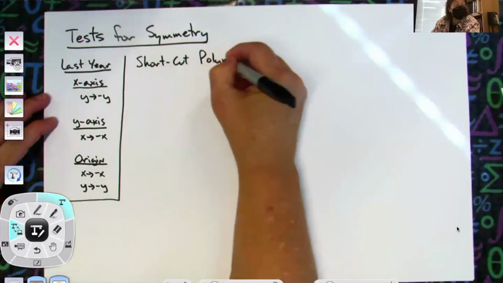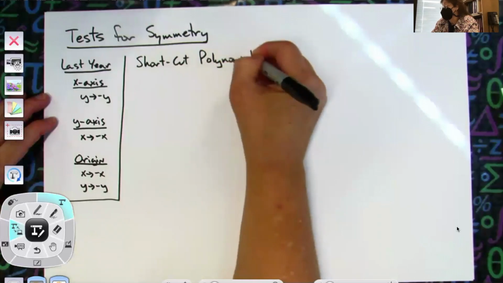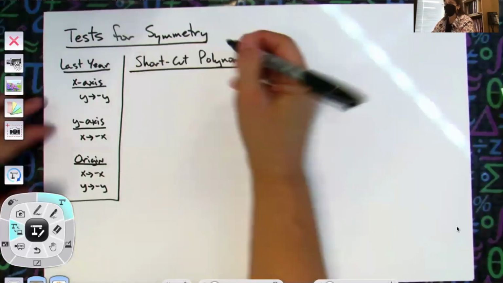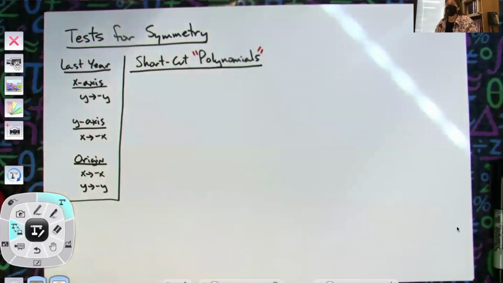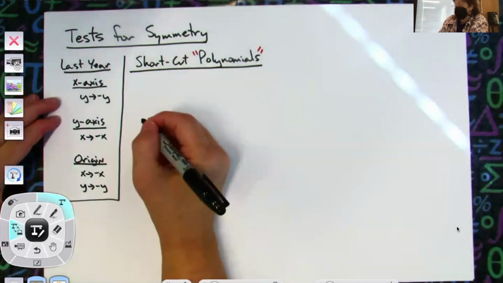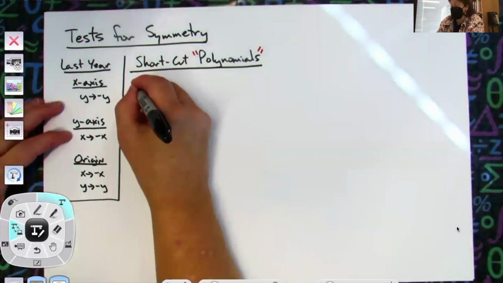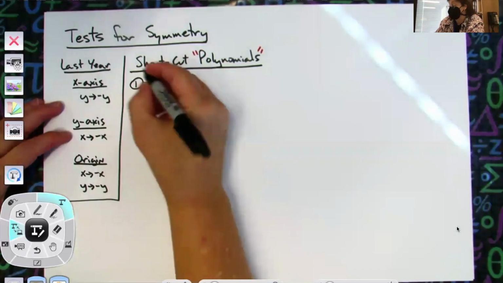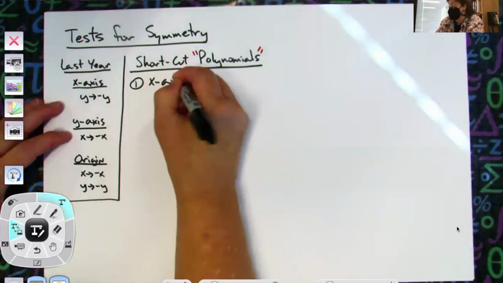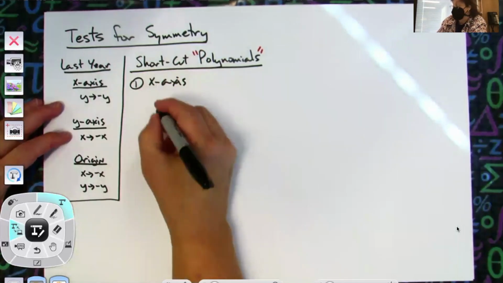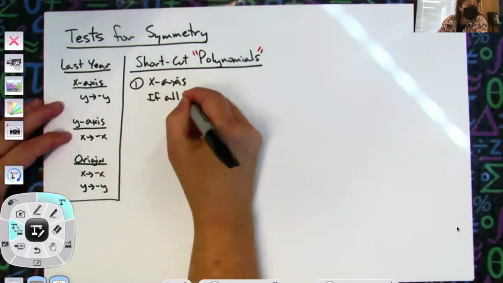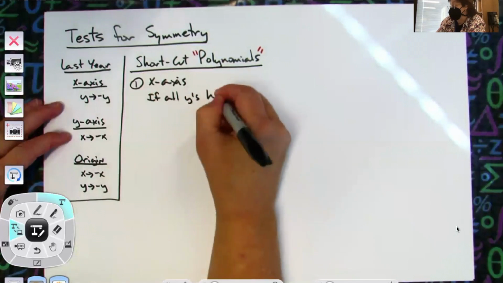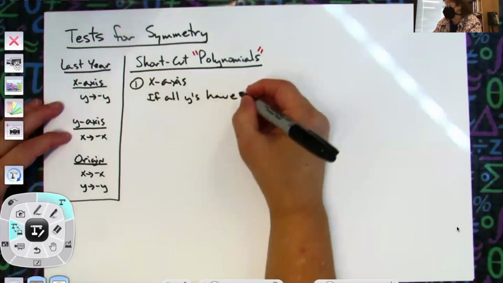This shortcut does not work for any other type of function. So if you've got a rational function, it's not going to work. You have to have a polynomial. All right, so three little rules here. It's going to be symmetric to the x-axis if all y's have even exponents.